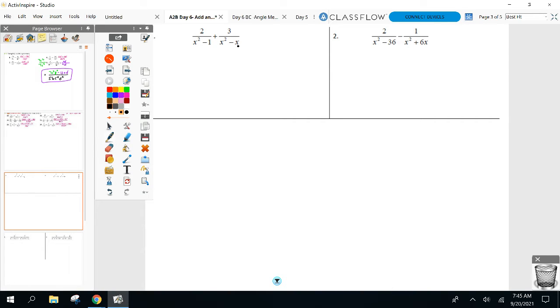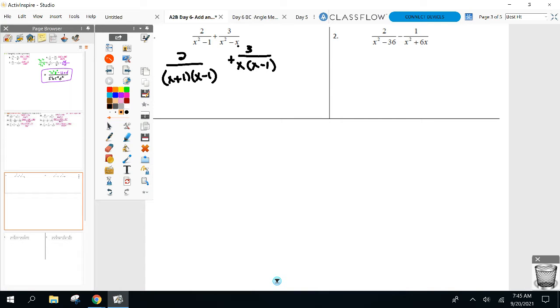I'm not crossing out anything. I'm just factoring the denominators. So 2 over (x plus 1)(x minus 1). You guys know my deal now. I don't have time to go over how to factor. Plus 3 over x times (x minus 1).